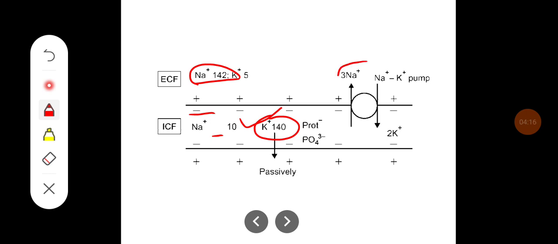And also the sodium potassium pump, which tries to pump 3 sodium out for 2 potassium in, is also responsible for some part of the resting membrane potential.